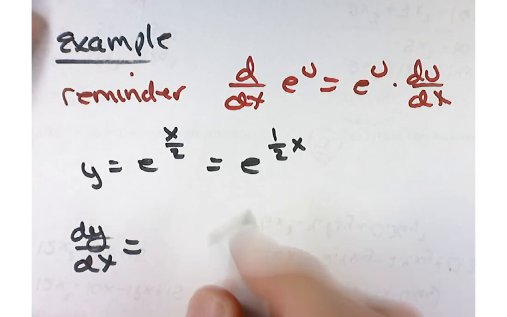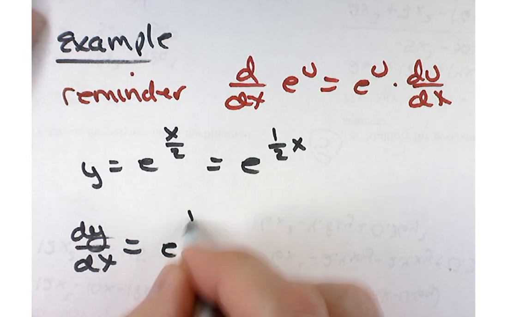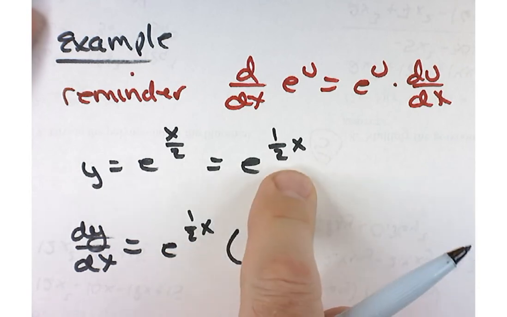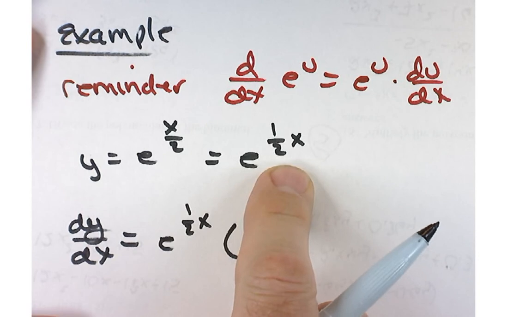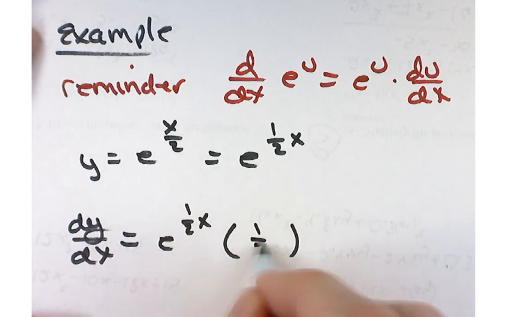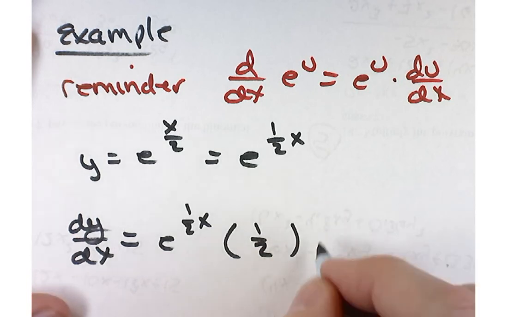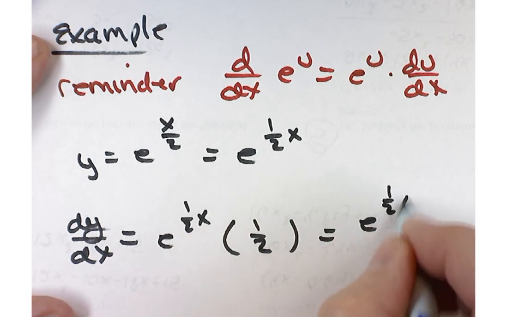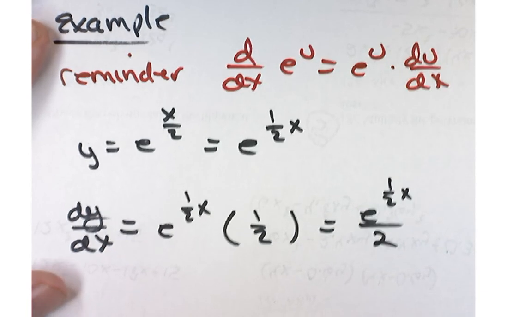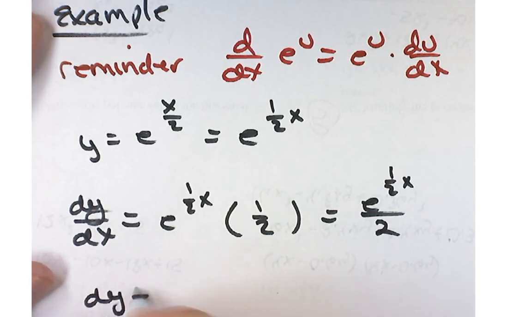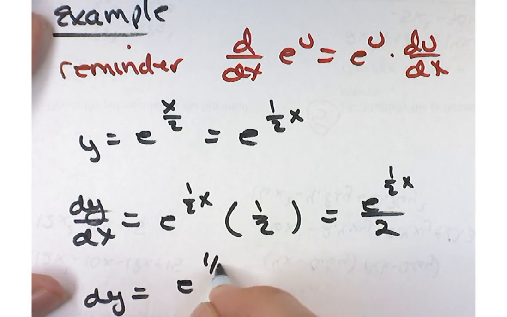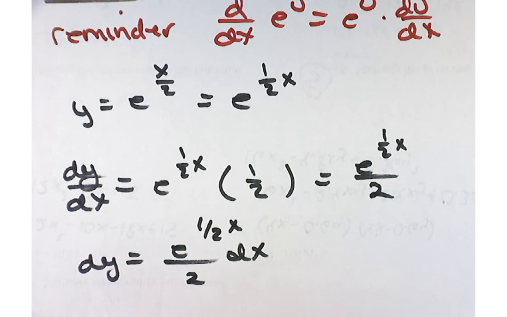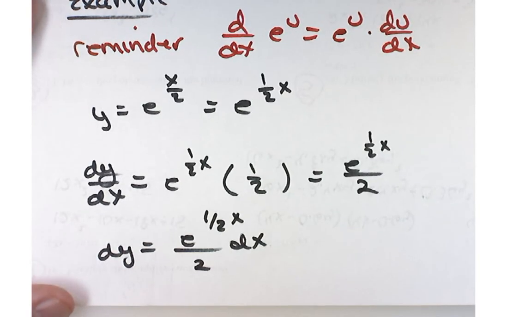So the derivative here is just going to be the function itself, which is e to the 1/2 x times the derivative of the exponent. What's the derivative of 1/2 x? 1/2. Now, maybe I want to rewrite that a little bit, putting the 1/2 out in front. We'll do e to the 1/2 x over 2. And finally, hopefully you finished up with this last step. This is the important step that gets you all the points. Multiply by dx. All right, so there we go.